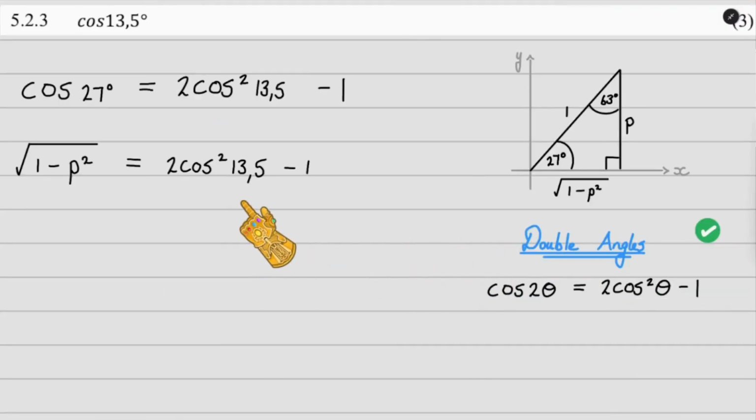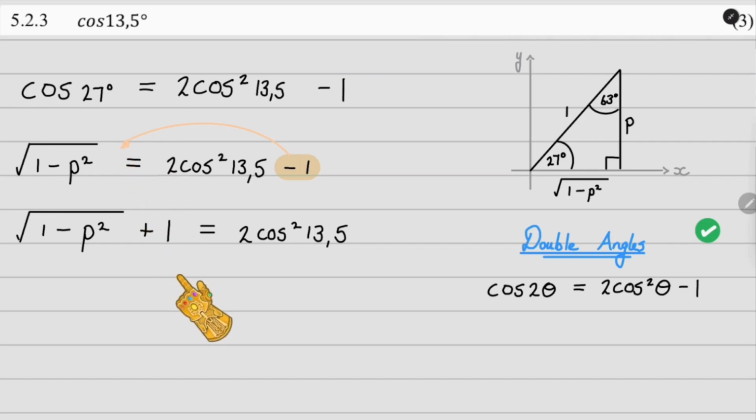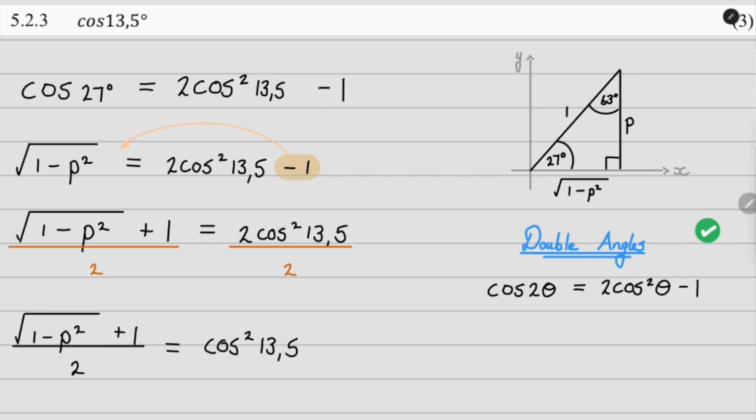And after we make that change, the mission is to get this cos of 13.5 on its own. So how we start doing that is we move the negative 1 over and it becomes plus 1. After I move that over, I want to get rid of this 2 by dividing both sides by 2. These 2's will cancel, and then I'm just left with this big mess. I cannot simplify that at all. And then there is one last thing left to do.